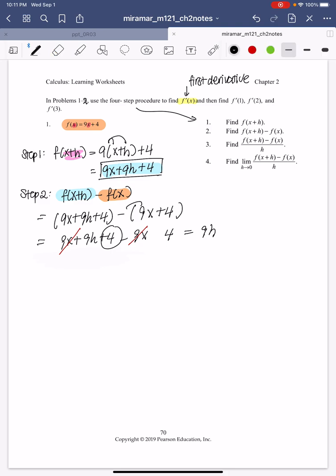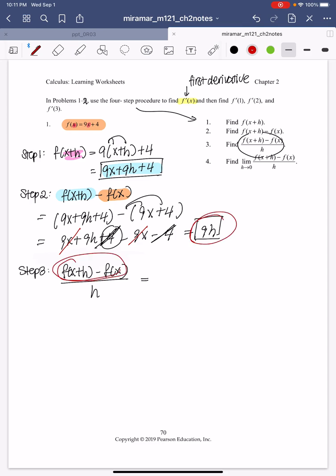Should be negative 4 because positive times negative is negative. And then this one actually cancels out. So we have just the 9h. Step 3, they want you to find f of x plus h minus f of x all over h. So this one on the top is basically the step 2 answer. So that will be 9h on the top divided by h. Cancel out, I have 9.